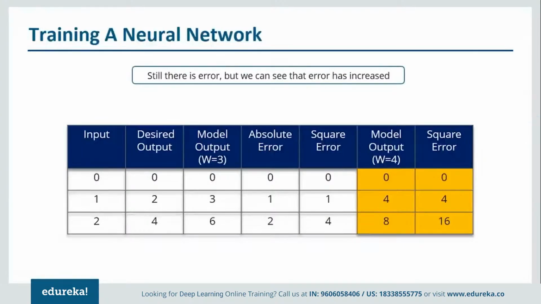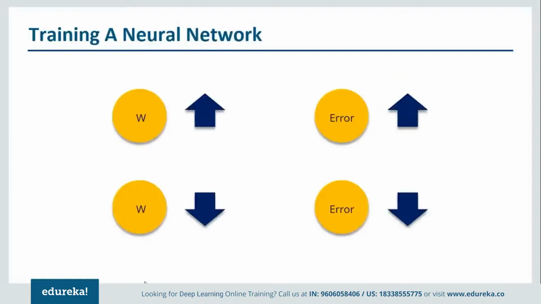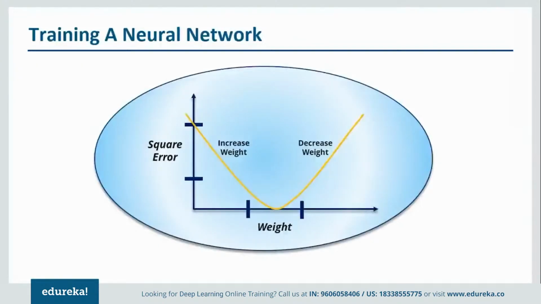But is it always the case that we only need to decrease the weight? Definitely not. In this particular scenario, whenever I increase the weight, the error increases, and when I decrease the weight, the error decreases. But as I've told you earlier, this is not the case every time. Sometimes you need to increase the weight as well. So how do we determine that?